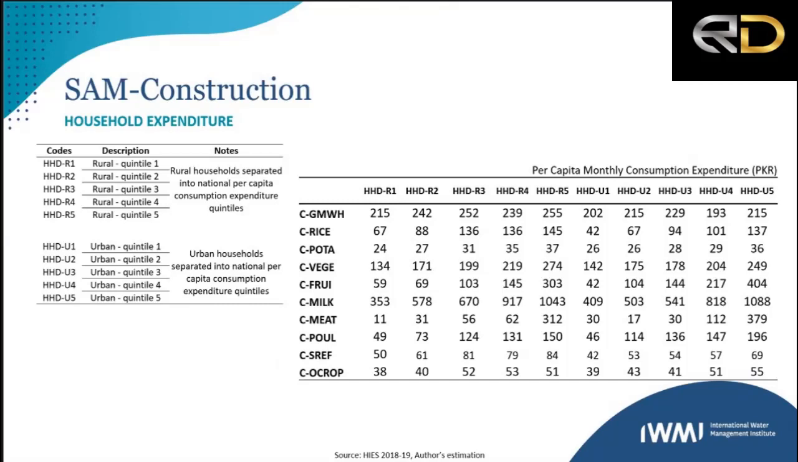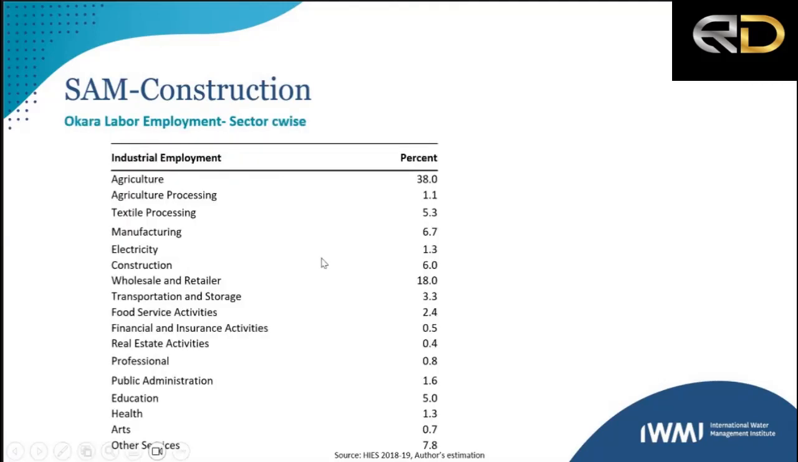This is for Okara. And so this is basically the picture that we get for Okara households. Now we have to multiply those out to get the total expenditures, because these are just the average expenditures per person in those categories. Then we've also done this labor employment. I showed it up above.